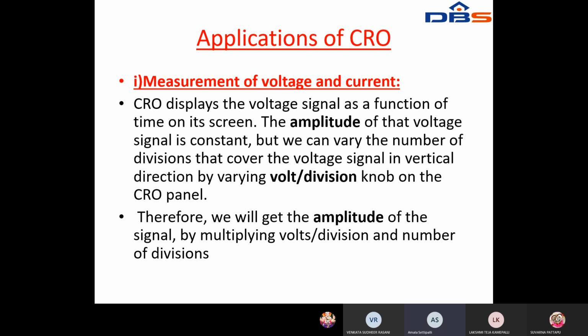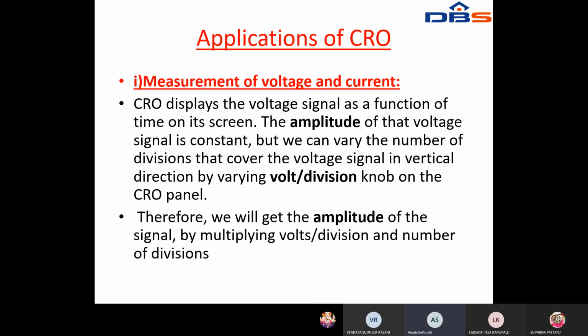Whenever you switch on the supply, at that time the filament heats, and it releases the electrons in the form of an electron beam. The electron beam passes on the way through the horizontal deflection plates, the vertical deflection plates, and finally will be displayed on the phosphor screen. The screen of the CRO is made with a phosphor material.